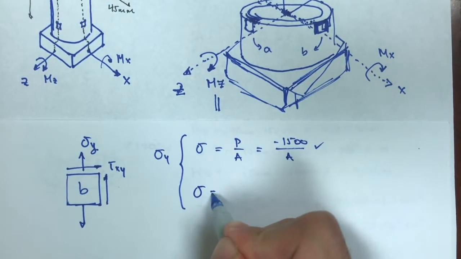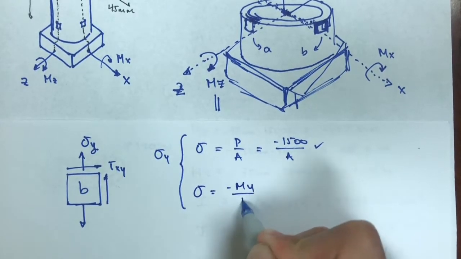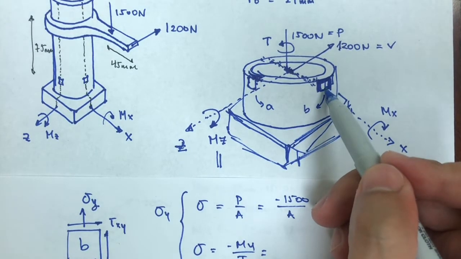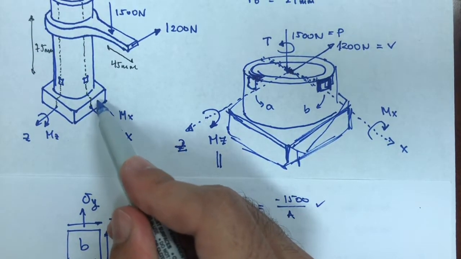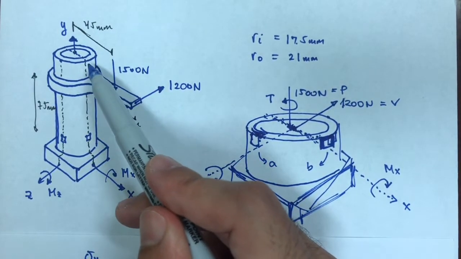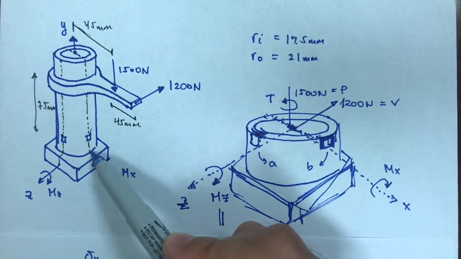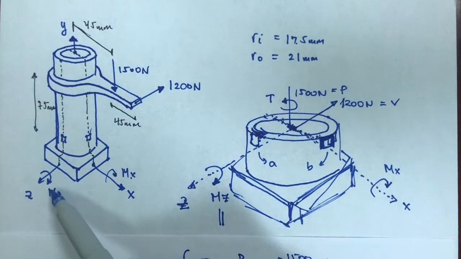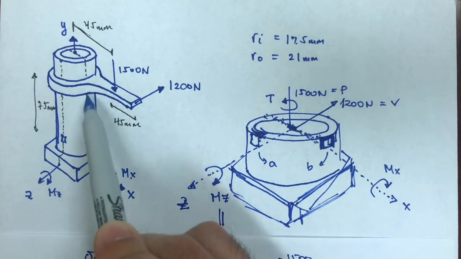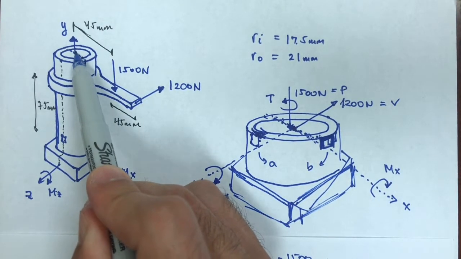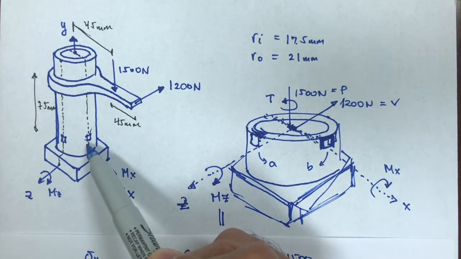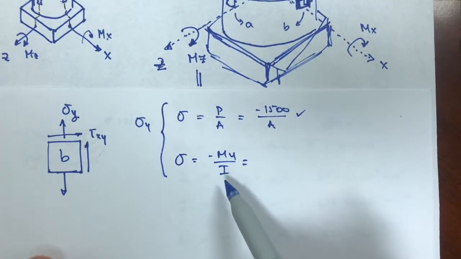And then sigma from the bending, minus My over I. So what M do I need? If I'm looking at B, Mx would be trying to bend this pipe in that direction, basically meaning that B would be on the neutral axis, so I don't need Mx. I would need Mz, because Mz would try to make this pipe move towards the positive x direction, making B be under compression. So I expect this value also to be negative.